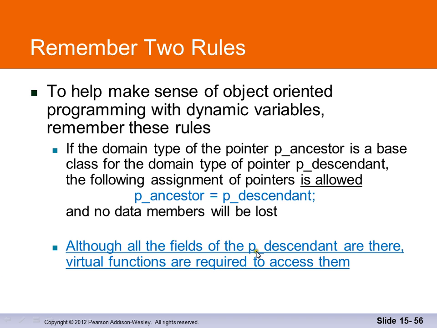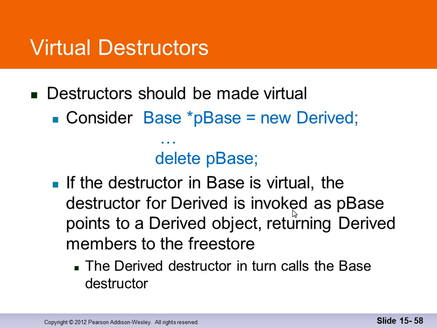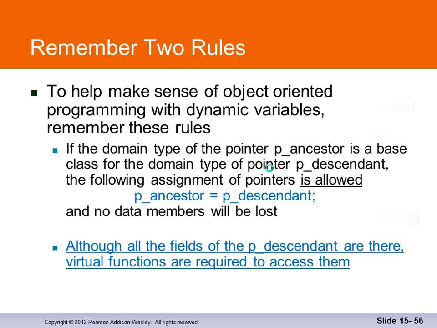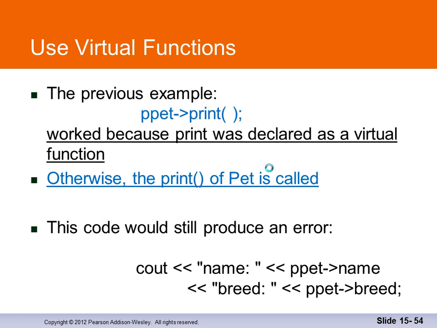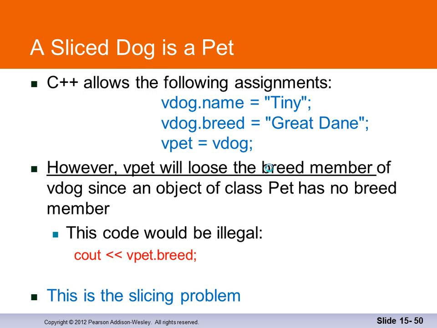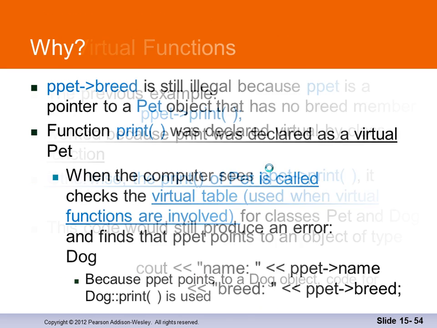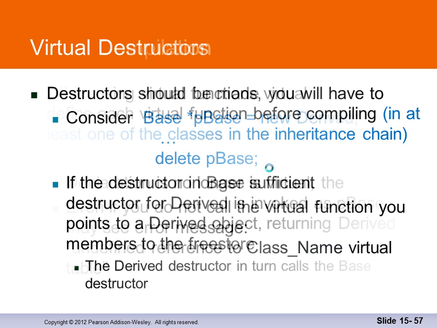So although the fields of the descendant are there, like the extra major in our case, virtual functions are required to access them. You cannot access the major of the student without pointers and virtual functions. And again, this is what we did. Virtual destructors, we'll come back to in a minute. So the slicing problem and the rest of it, I think we understood the topic. Please do look at the slides and the chapter and make sure that you go through it.